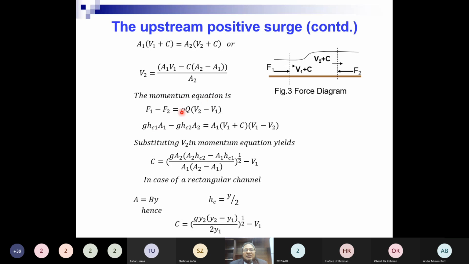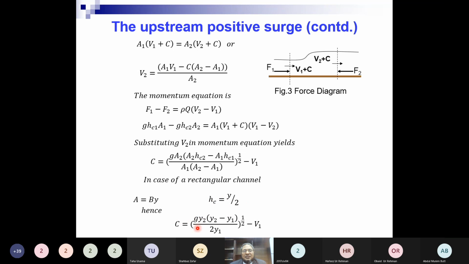So that is cancelled with this rho. And the rest, by writing this V2 minus V1 like this, and now we are substituting the value of V2 from here, then the C value would be this. And for rectangular channels, area is B into Y, and HC, depth of submerged area, that is Y by 2.